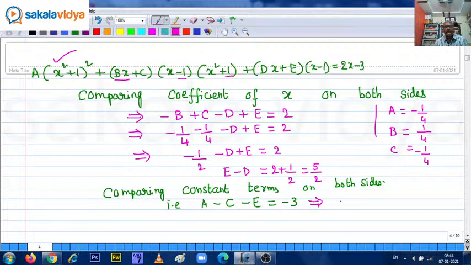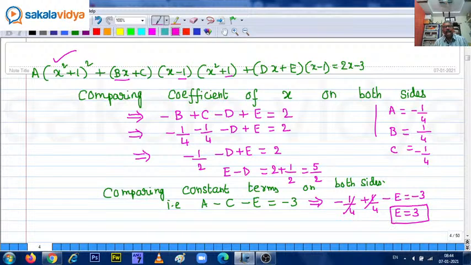That implies minus 1 upon 4 minus c plus 1 upon 4. So now minus E equals to minus 3. Minus 1 upon 4 plus 1 upon 4 cancel. Minus E is equal to minus 3. E will be 3.